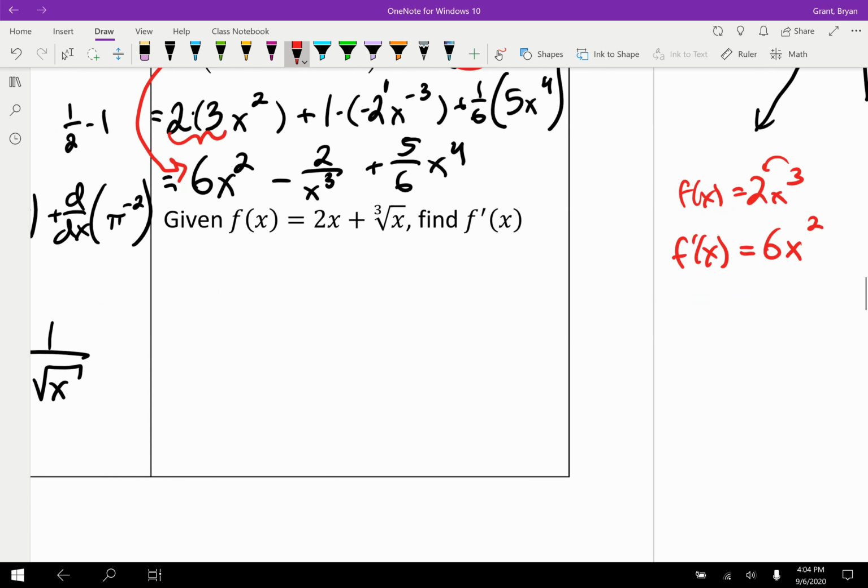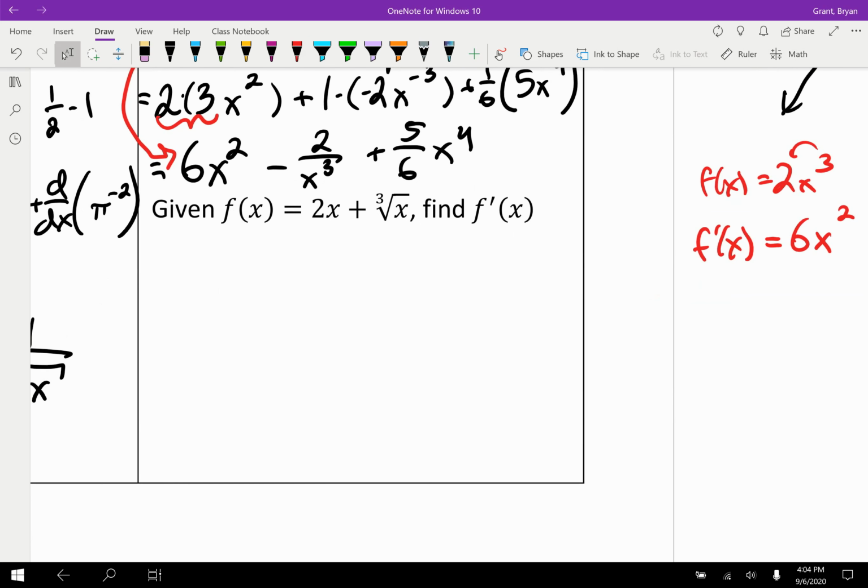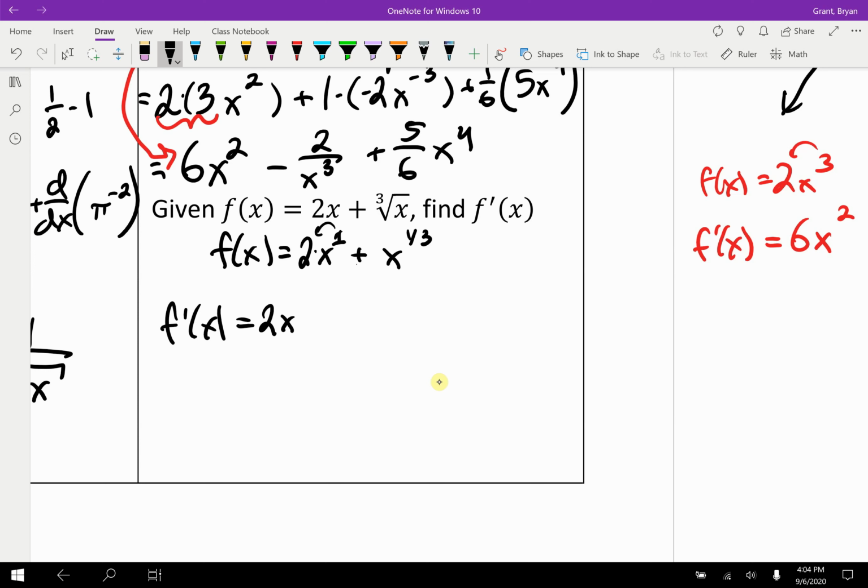Last but not least, given f of x equals 2x times the cube root of x, find f prime. Well, before we do that, we should rewrite our f of x as 2 times, I'll put x to the first just to keep everything neat and tidy, and then don't forget the cube root can be written as x to the 1/3. f prime of x. Alright, well, the 1 is going to come down and multiply by the 2 and keep it 2, reduce the power by 1 to get 0.